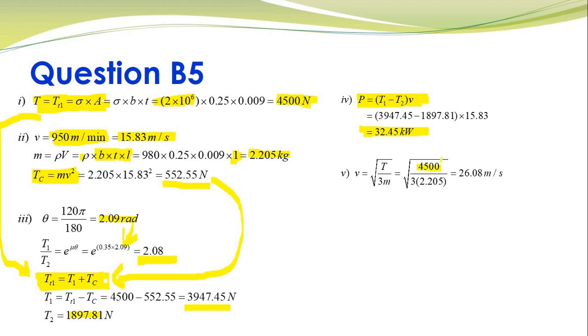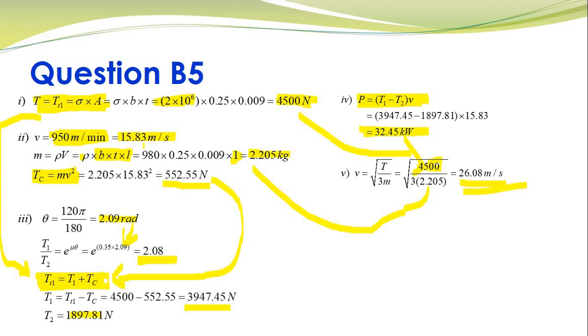So your maximum tension from here, mass over here, so substituting, you get your maximum velocity to be 26.08 meter per second. So the maximum power will be transmitted when the belt is run at a speed of 26.08 meter per second.